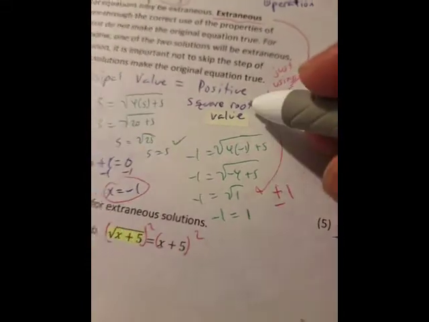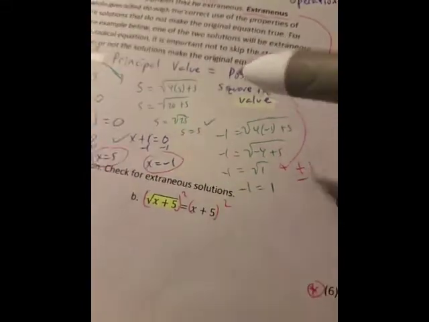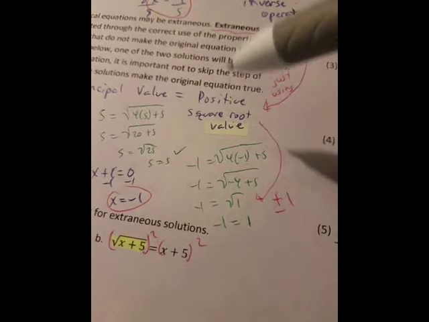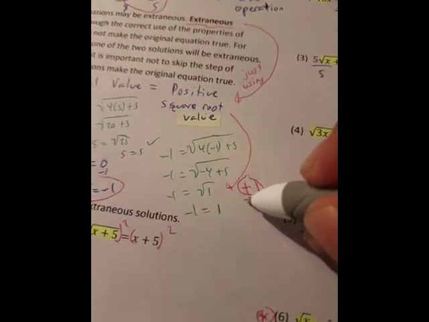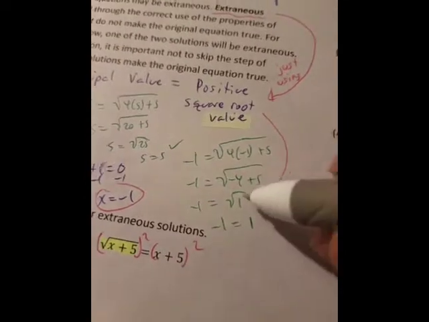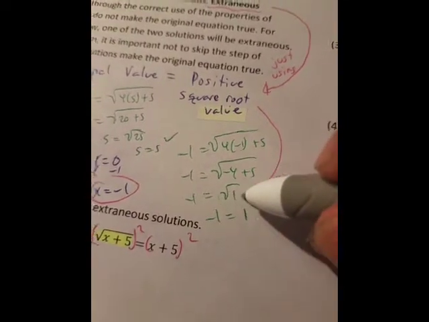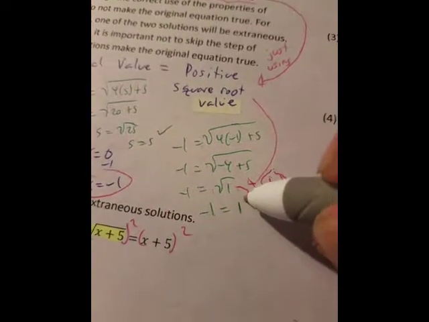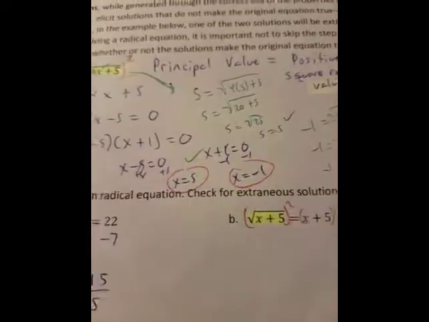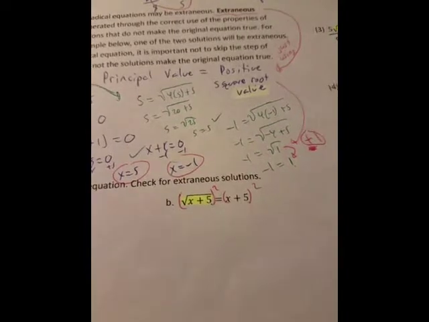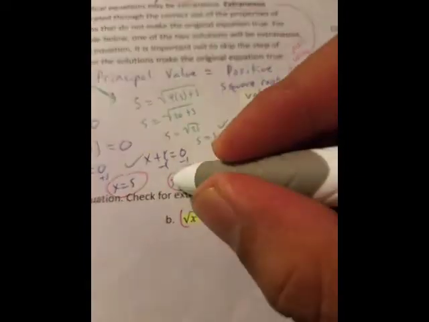But principal root value, or positive square root, means we're only going to use the positive, not the negative. The negative doesn't count. So when you take the square root of 1, it's going to be only 1. And negative 1 does not equal 1. So this right here is an extraneous solution. So we cross this out.